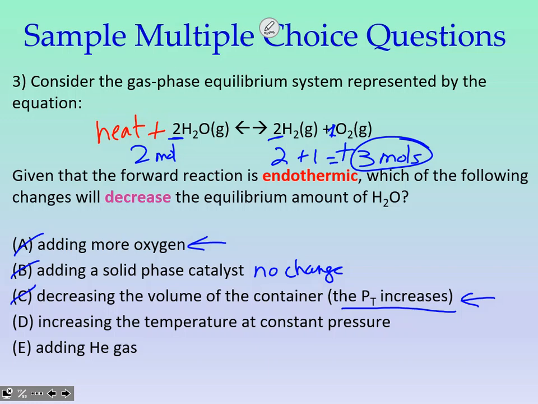How about increasing the temperature? Increasing temperature is like adding in heat. Which way is that going to go? Increasing the heat, which way are we going to shift? This is endothermic. Towards the products. Yes, this one's going to go right towards the products. Remember heat, we're adding this here. Going to go that way. Is that going to decrease the water amount? Yes. Water vapor amount, yes.